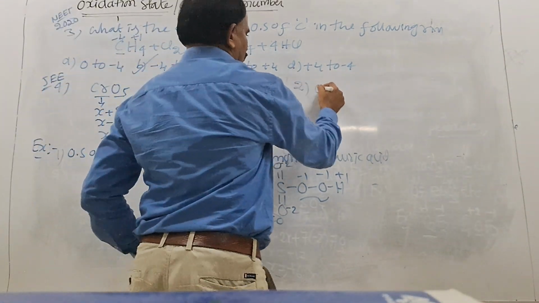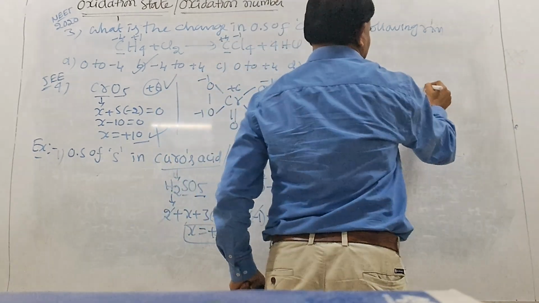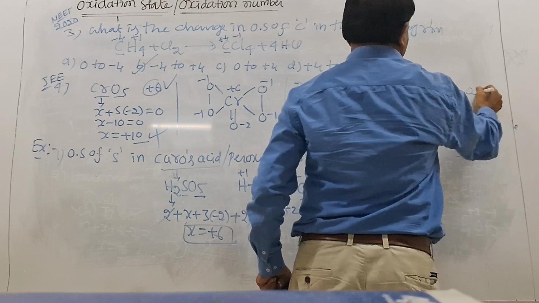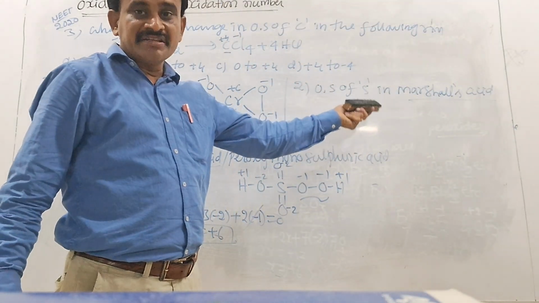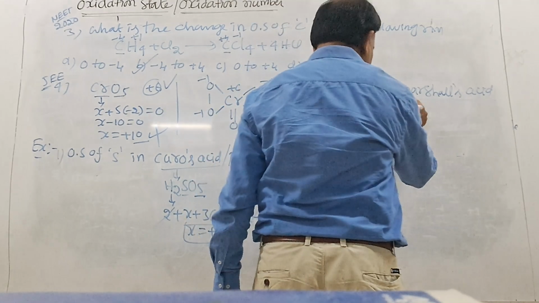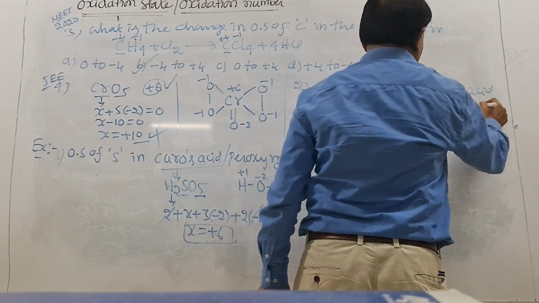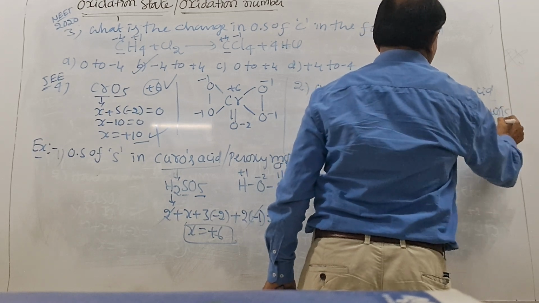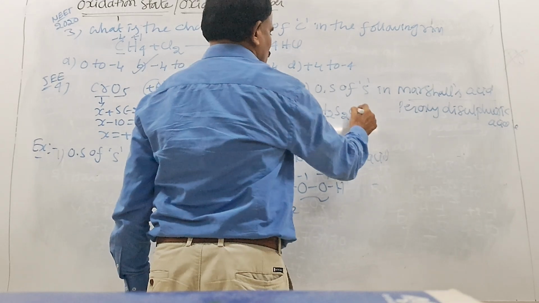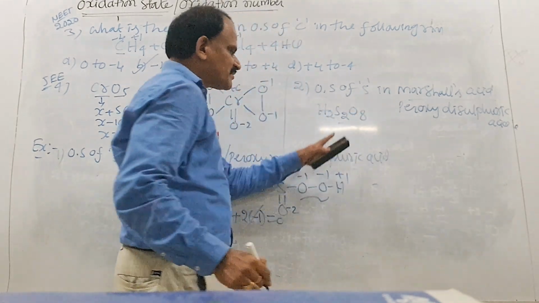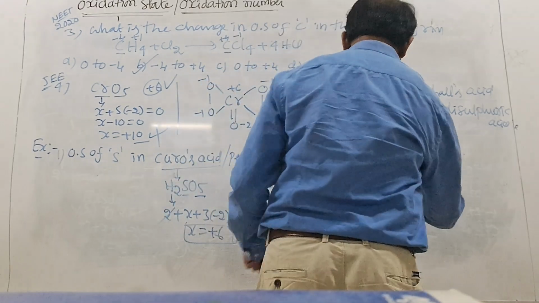Second example: the oxidation state of sulfur in Marshall's acid. They will give some direct name. What is the chemical name of Marshall's acid? This is peroxydisulfuric acid. Peroxydisulfuric acid is nothing but Marshall's acid. What is the formula of Marshall's acid? H2S2O8. What is the oxidation state of sulfur in Marshall's acid? How to calculate? See the structure of this one.